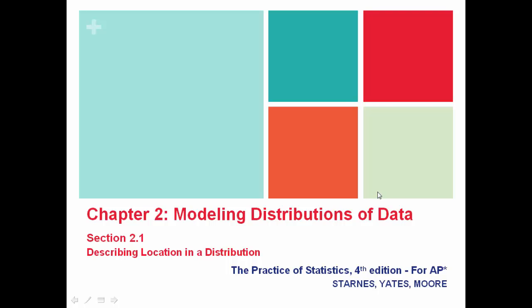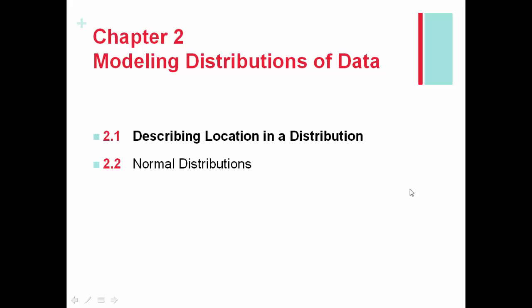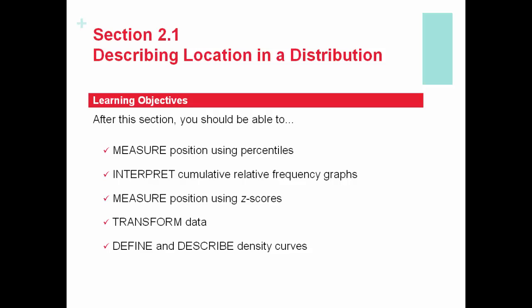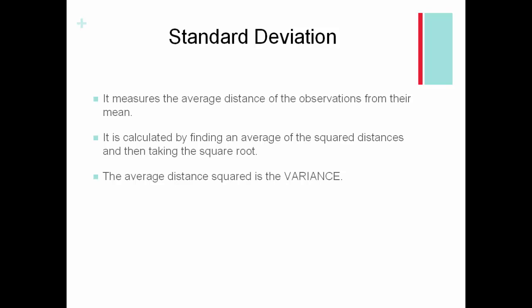Our next chapter is on modeling distributions of data. In this section, we'll look at describing locations in a distribution. We'll find the measure of position using percentiles, interpret cumulative relative frequency graphs, measure position using what's called a z-score, transform data, and define and describe density curves.